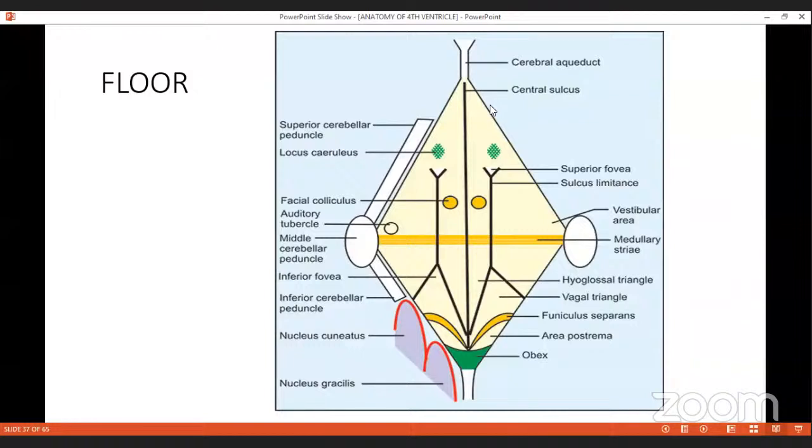Another area that has been left is in the intermediate region of the floor of the fourth ventricle. In the lateral aspect, you have the vestibular area.